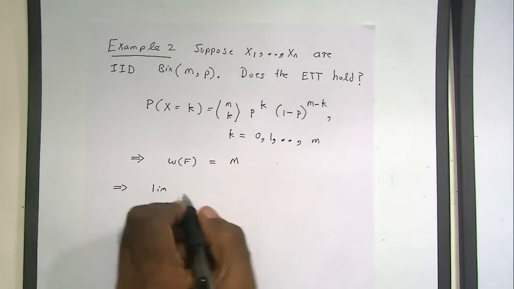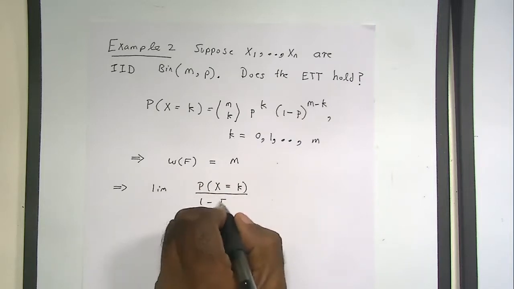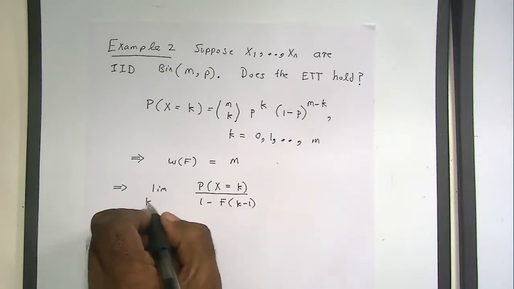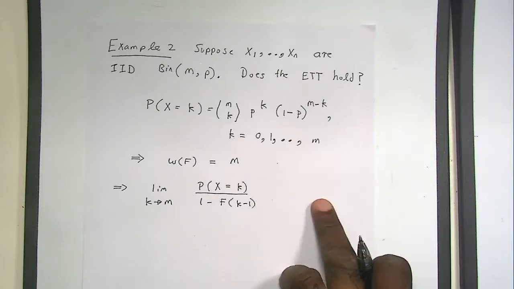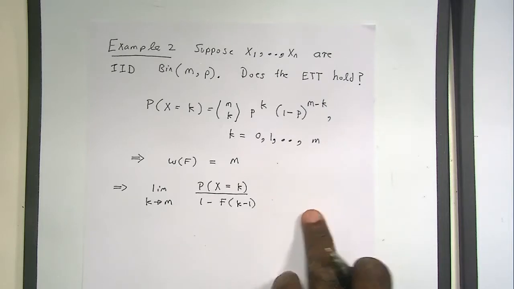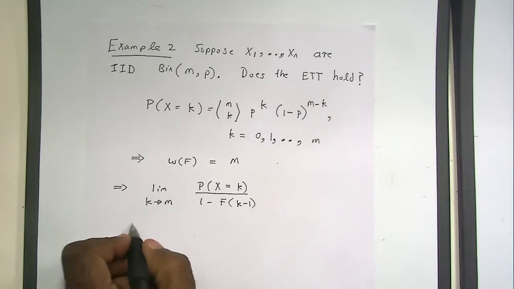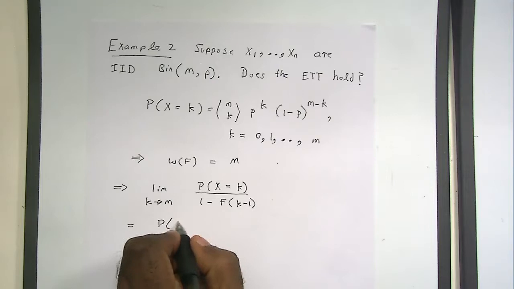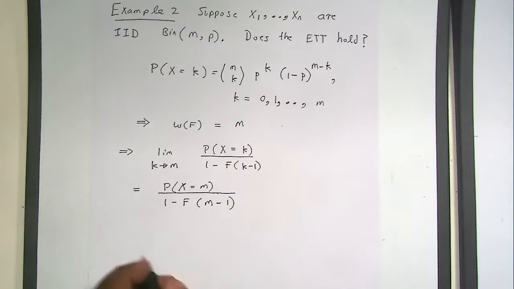So what we need to find is the limit of the probability that X equals k divided by 1 minus F(k minus 1), as k approaches m. And if this limit is equal to 0, then the extremal types theorem will hold. And if this limit is not equal to 0, then the extremal types theorem will not hold, okay? Okay, so let's see what happens.